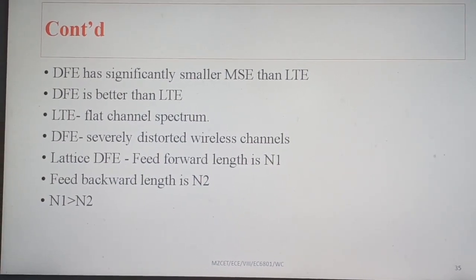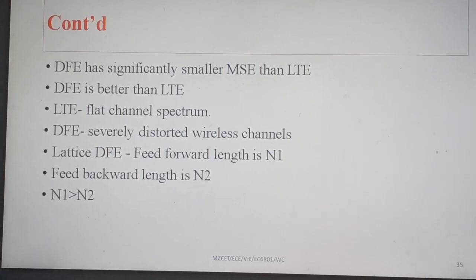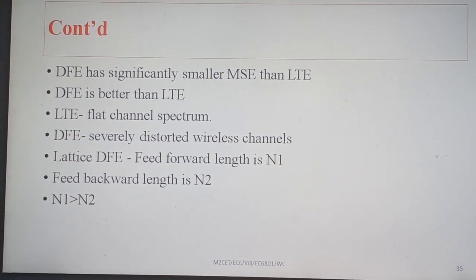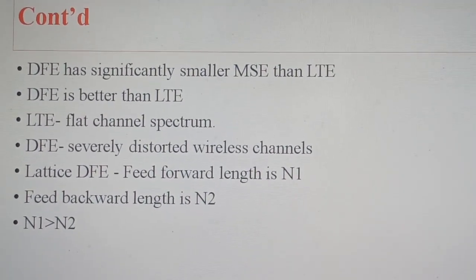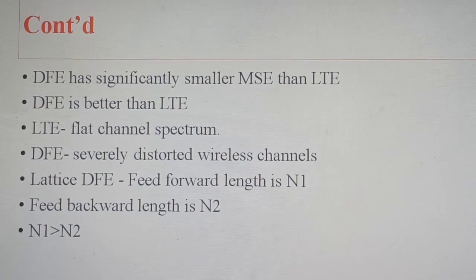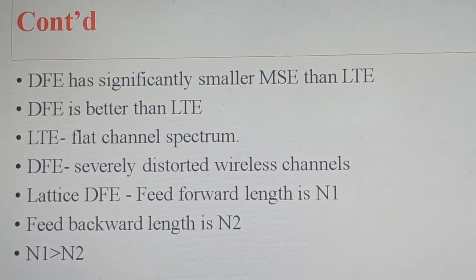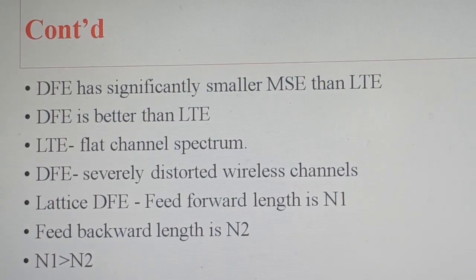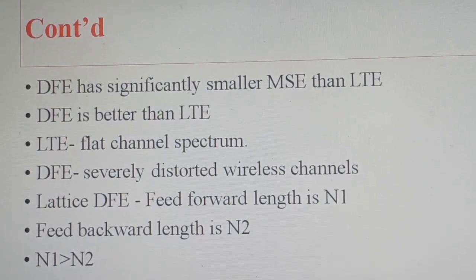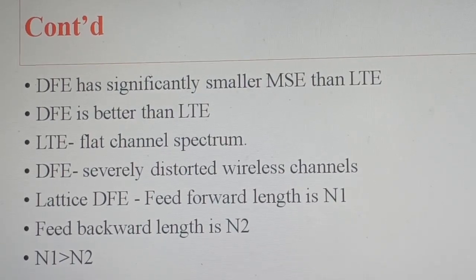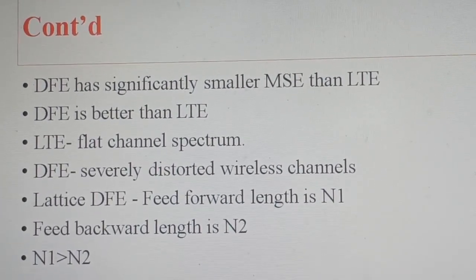The decision feedback equalizer has significantly less mean square error than the linear transversal equalizer. So the decision feedback equalizer is better than the linear transversal equalizer with respect to the mean square error. The linear transversal equalizer performs well when there is less distortion in the channel. If the channel is severely distorted, then the decision feedback equalizers can be used.